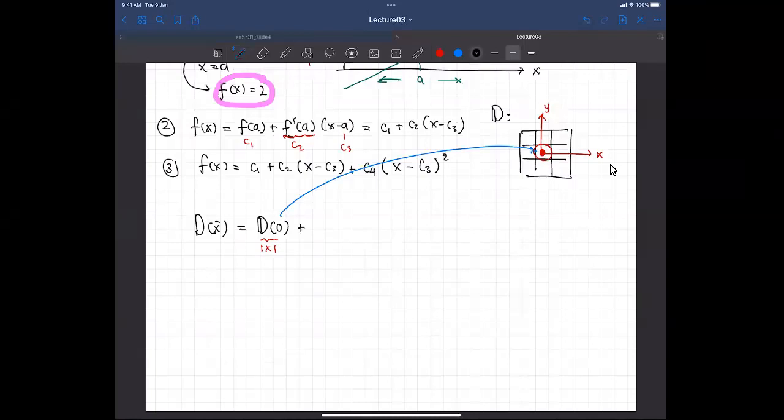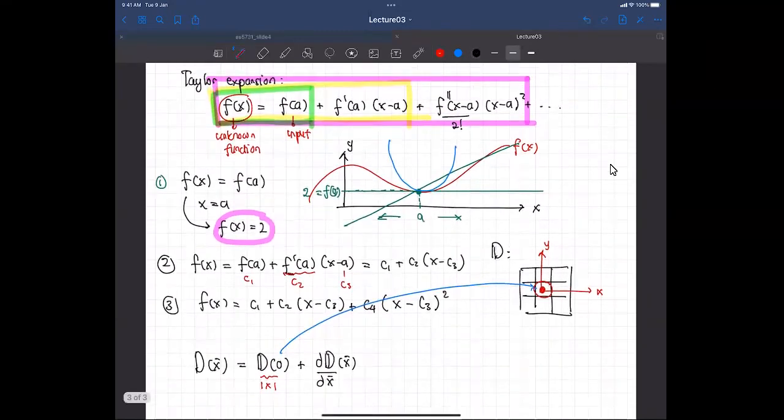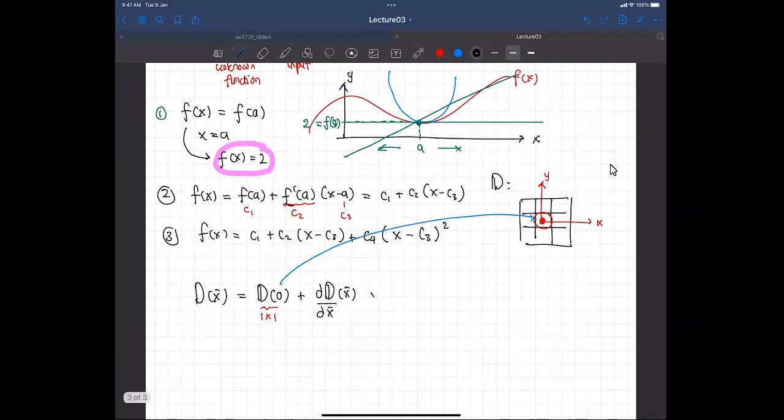The second term is the derivative of D with respect to x bar, multiplied by this term here, right? Multiplied by x minus a, and a equals to what? Equal to 0. So this is just multiplied by x, actually x bar. So that's the second term, the derivative of your D with respect to x.